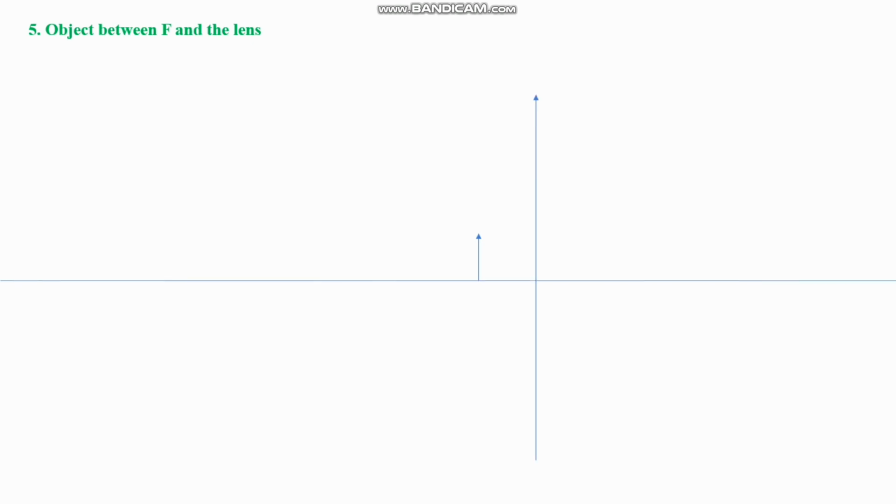So I'm going to make that drawing very fast. That is the object, this is the object, and so we have f and 2f, as you can see. So this is f, and the object is located between f and the optical center where the lens is located. So we're going to use our two rays, the one that passes through the optical center that is undeviated.